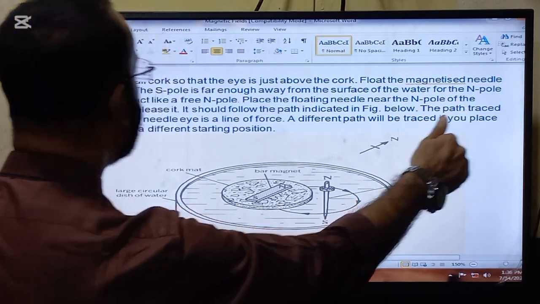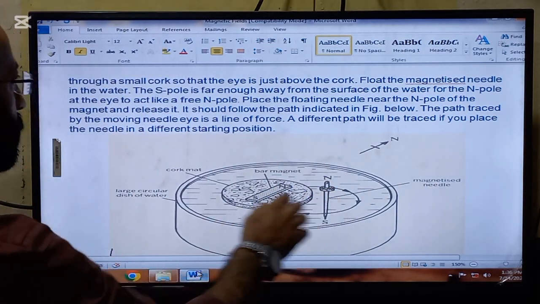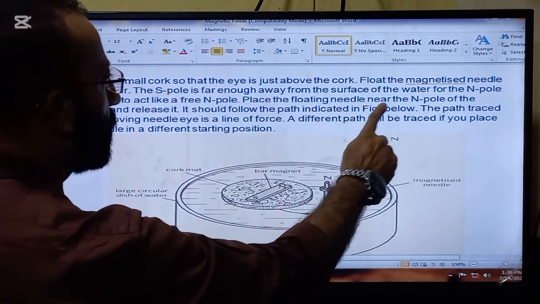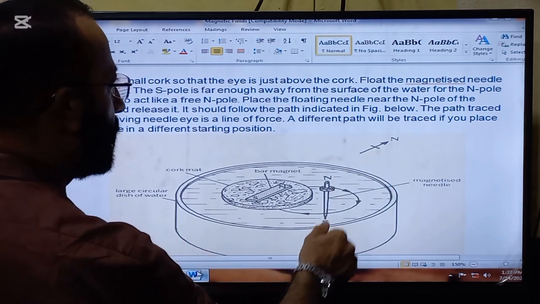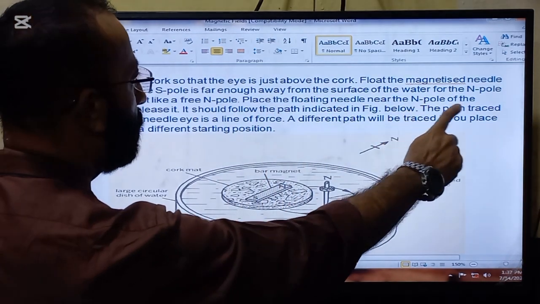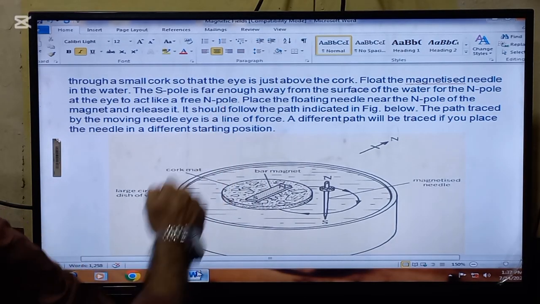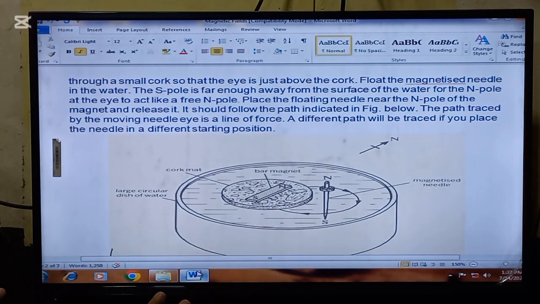Float the magnetized needle in the water. So allow it to float. The south pole is far enough away from the surface of the water. So here is the south pole, far away from the surface of the water, for the north pole at the eye to act like a free north pole. So this north pole will act as a free north pole now.